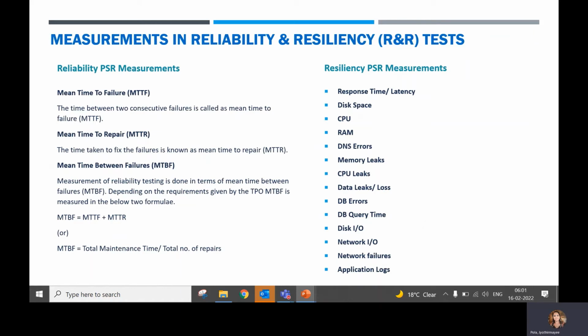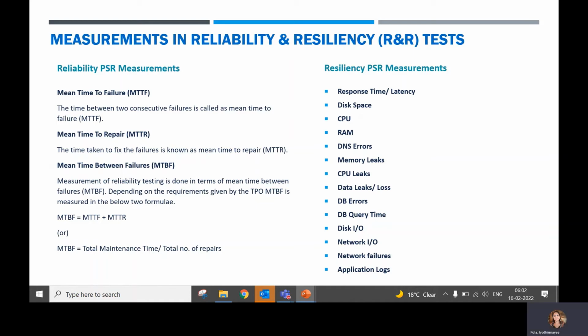Now, after such vast explanations of reliability and resiliency test, I guess the measurements which we need to do during reliability and resiliency test will be very simple. Let's go with reliability PSR measurements during any reliability test in the PSR environment. The first one is mean time to failure. So if there are failures, different types of failures occur in a product, in a system, in multiple units or a single unit of system. System in the sense there are many modules, there are many microservices, there may be interconnected products, by the way. So between two different failures, consecutive failures, what is the mean time to failure?